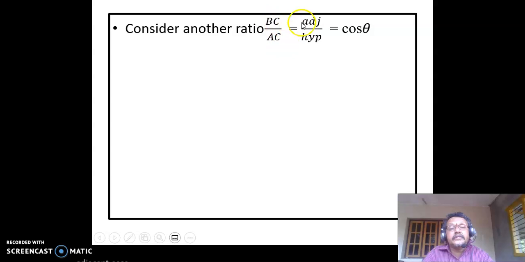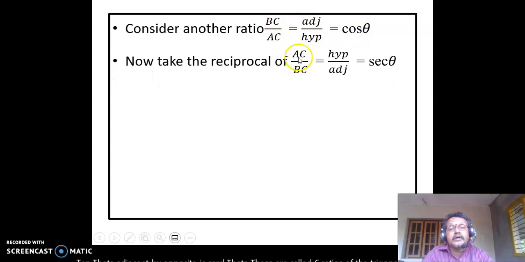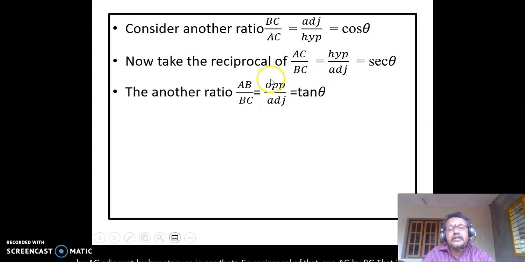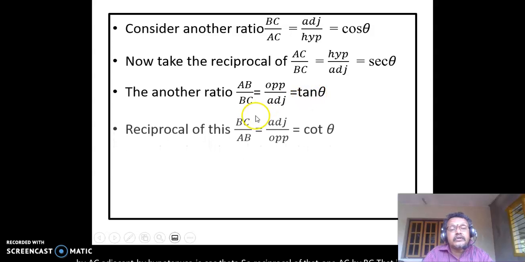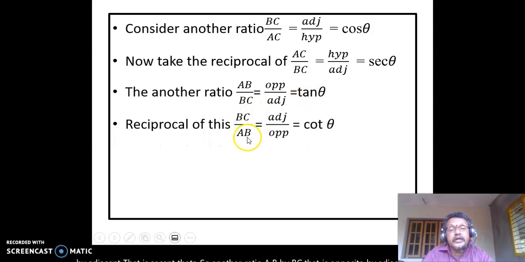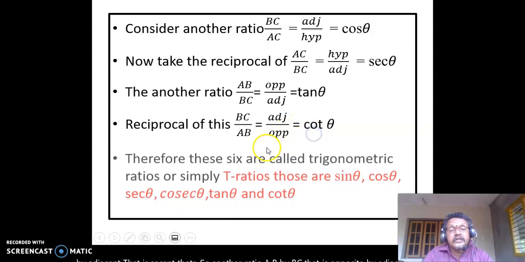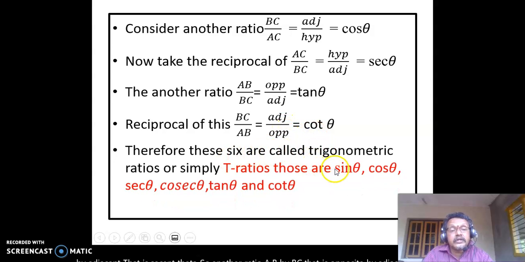So BC by AC, adjacent by hypotenuse, is cos theta. The reciprocal of that one, AC by BC, that is hypotenuse by adjacent, is secant theta. Another ratio, AB by BC, that is opposite by adjacent, is tan theta. Reverse this one, BC by AB, then adjacent by opposite, that is cot theta. These are the 6 T ratios of trigonometry, that is sin theta, cos theta, secant theta, cosecant theta, tan theta and cot theta.